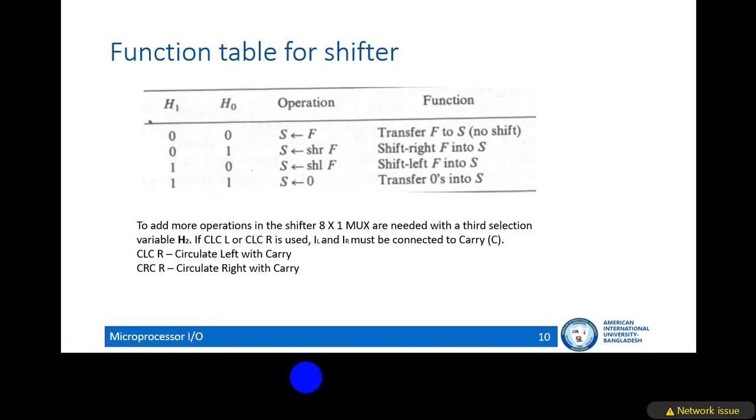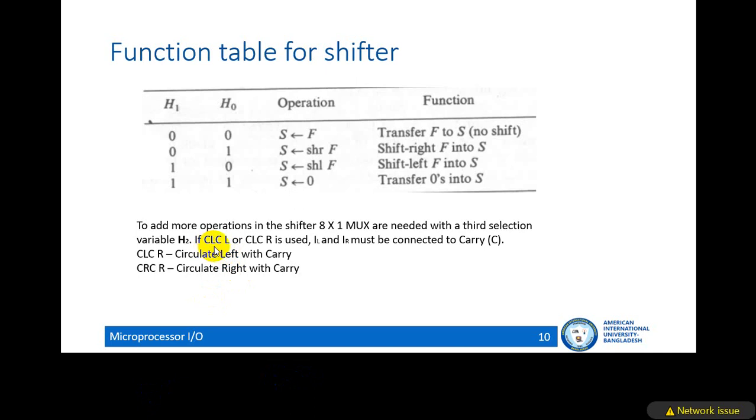Suppose you want to increase the capability of the shifter. Till now we have seen 4 ways to shift. If you want more functionality, use more selection bits. Let's say we add a third selection bit s2 for the shifter. So with 3 selection bits, you can perform 8 different shifting operations.